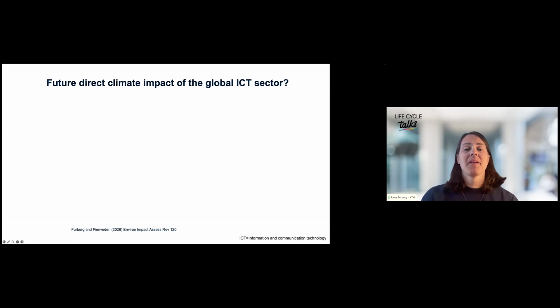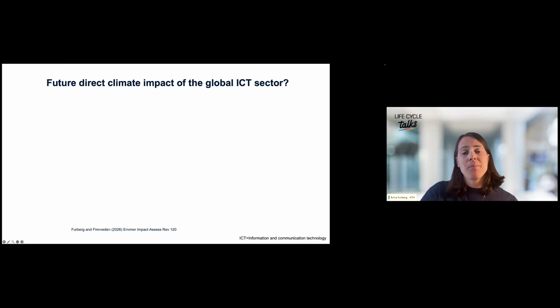The ICT sector consists of end user devices, for example computers and smartphones, networks, for example fixed and mobile access networks, and data centers, servers, for example. The direct climate impacts of this sector occur along the entire life cycle of ICT, including raw material acquisition, production, use, and waste management. And then the question is, what is the potential future climate impact of this sector?